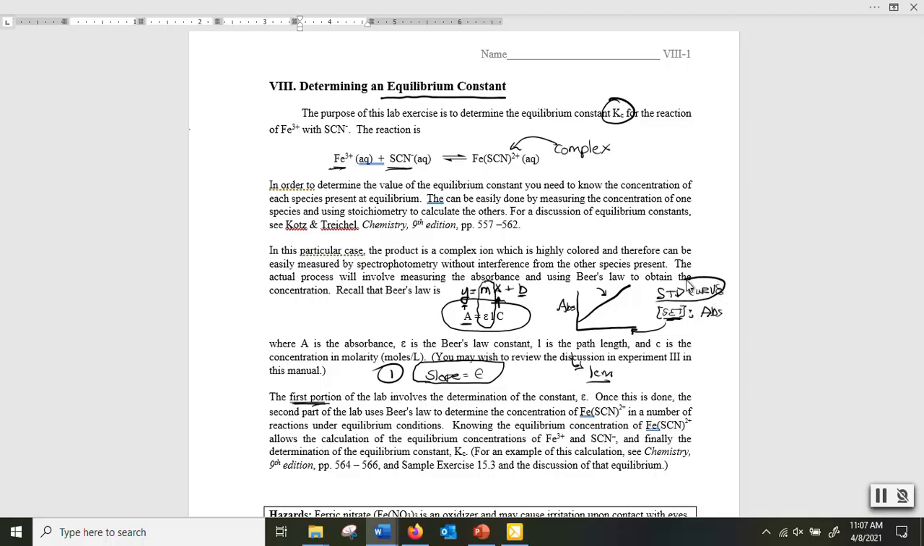So again, just like last time, you're going to be doing a standard curve with known concentrations of iron thiocyanate. So this is a colored species. Complex ions are always colored species, and this one is orange to red, depending on how concentrated you make it. All right, these references are great, but they're to a previous edition's Coates and Treichel. You can still find them on our Coates and Treichel.